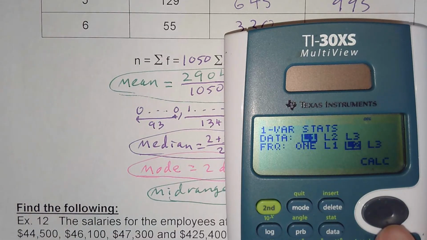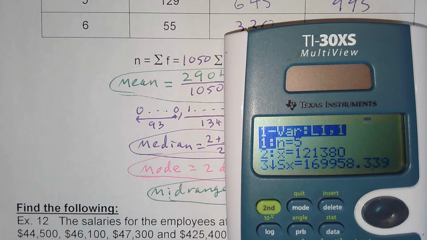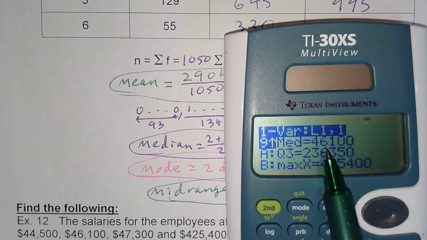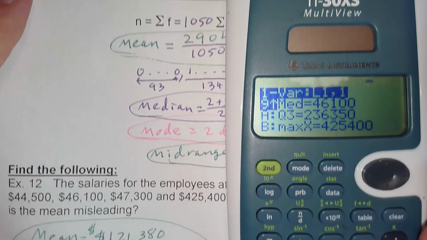So what I did is I hit my down arrow key, and then I use my left arrow key to move over to where the cursor is flashing over 1 under frequency. I hit enter. So that basically tells the calculator, just look in L1. I calculate, and that's going to give us our mean. And so our mean here is $121,380. And just hit the up arrow to get the median. Our median is 46,100. So we'll have those written down.